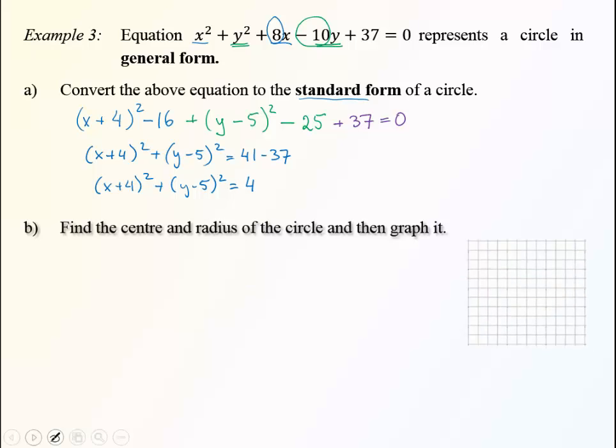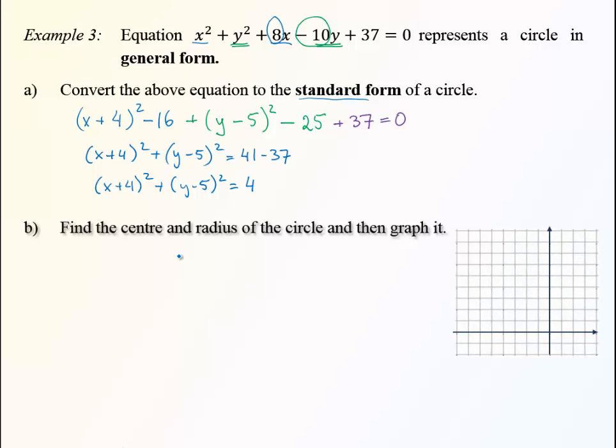Okay. So now we can answer the last part of this question. Find the center and the radius of this circle and then graph it. What's the center? Well, the center can be read directly from those brackets. So we have (-4, 5). And the radius is the square root of this free number here. So it's 2. Remember that in the formula this part is really r squared. So r by itself is just 2.